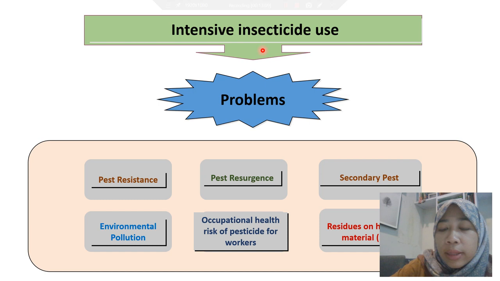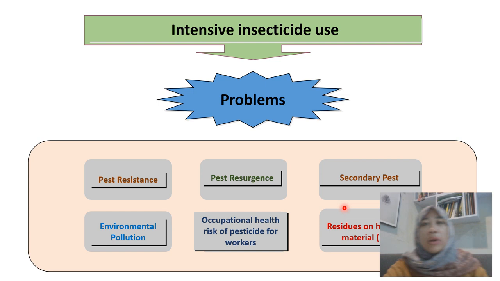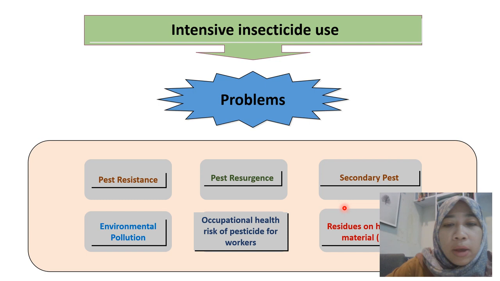And then the residue on harvest material. If we use a synthetic pesticide, there is always a residue on our crops, maybe on the fruit that we produce, or in the paddy, or in the vegetables that the farmer produces. There is always residue. Okay, after this slide, we will describe one by one how pest resistance happens, how pest resurgence happens, secondary pest, and the other components. Okay, the first one, we will talk about pest resistance.